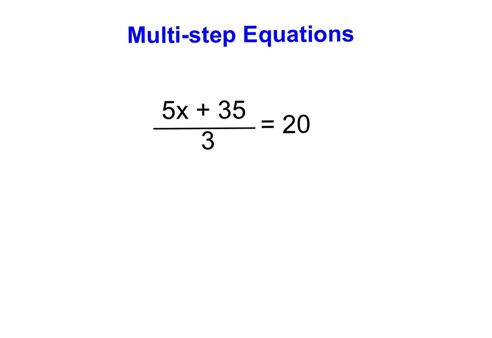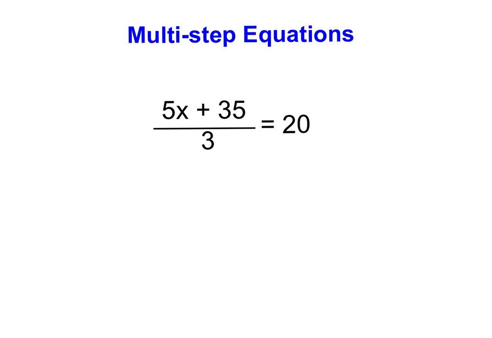So if I just look at this problem, what I see is I see a division here. I see a multiplication here between the 5 and the x. I see an addition, and already we have 3 operations that we are going to need to undo. So when you see multiple steps that need to be undone, you are solving a multi-step equation.